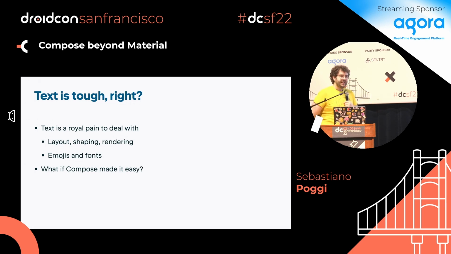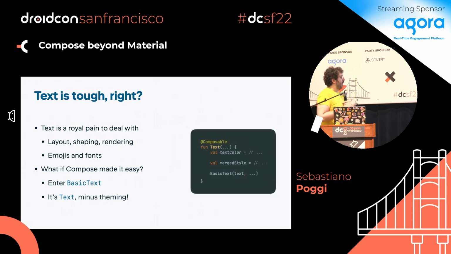But what if Compose made it easy? Well, it does. Because you have basic text. You will have noticed, if you were paying attention earlier, that text in Material delegates to basic text. How much does it delegate? Well, basic text is the whole implementation of text except the theming part, which is the part we're actually interested in customizing. And that's the power of this whole thing in Compose: if you look at how Material text is done, it sets up the text color by reading the values from the theme. It sets up the style by reading values from the theme and just chucks it to basic text. And it's like, I'm done, bye.